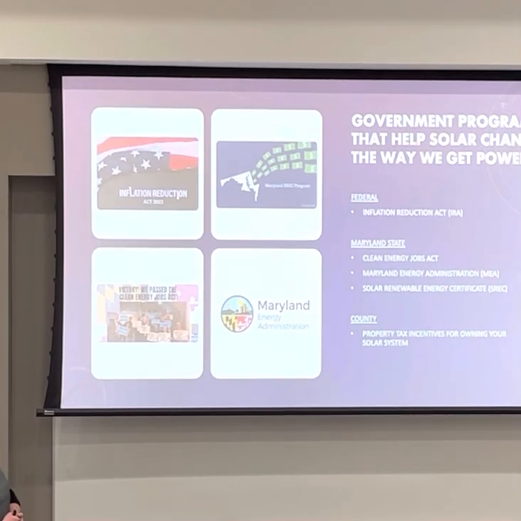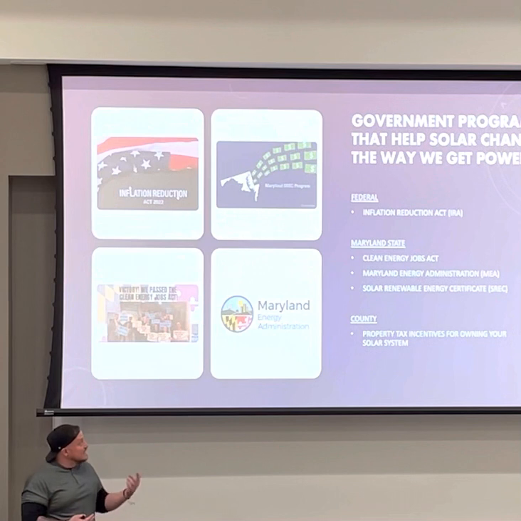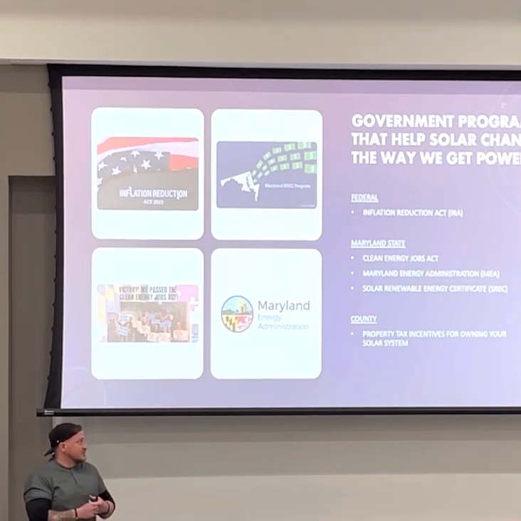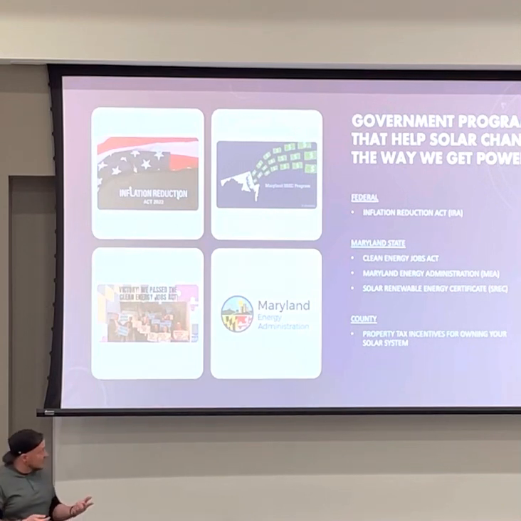So first things first, federally, in 2022, the Inflation Reduction Act was passed. What that bill was in place for was to actually incentivize homeowners to own their solar system. It made it possible for the federal government to basically refund you 30% of the cost of any solar project. State, so we have the Clean Energy Jobs Act, the Maryland Energy Administration, and solar renewable energy certificates, what are called SRECs. I'll get a little bit more into that.